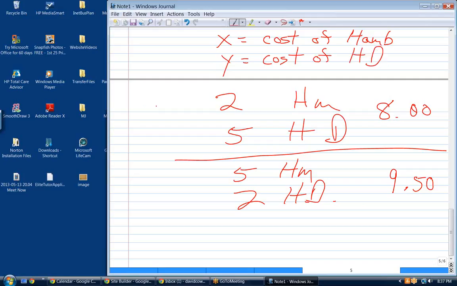So what is the first equation that I can write? I did 2x plus 5y equals 8. That's correct, because we're going to take the cost of a hamburger, multiply it by 2 for 2 hamburgers, and that'll be the total cost of the hamburgers. This will be the total cost of the hot dogs. Together they equal 8. What's the second equation I can write? 5x plus 2y equals 9.5.